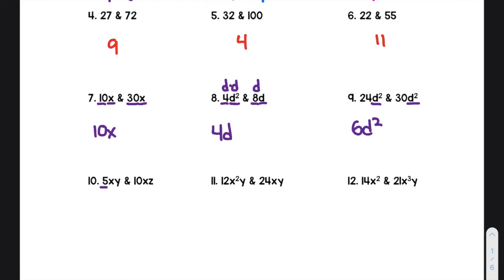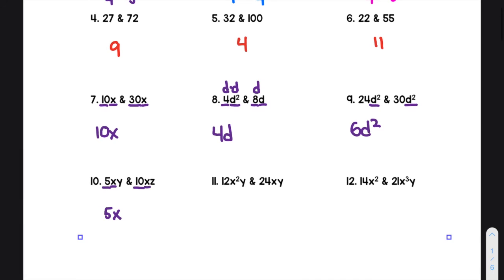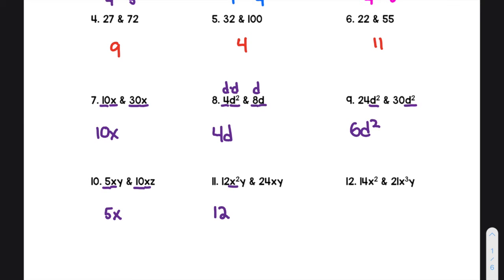Problem number 10, biggest number that goes into 5 and 10 is 5. Both terms have an x, so our GCF is now 5x. However, the terms don't both have a y or both have a z, therefore they are not in common. Our GCF for number 10 is just 5x. Problem number 11, the biggest number that goes into 12 and 24 is 12. The first term has 2 x's, the second term has 1, so they have 1 in common, and they both also have a y. The GCF for number 11 is the expression 12xy.